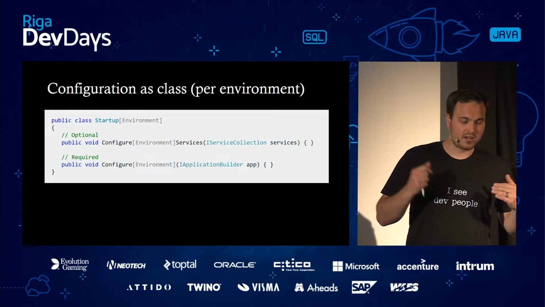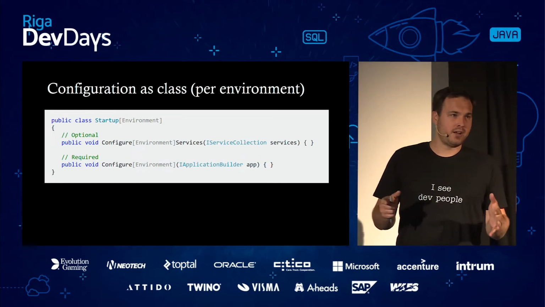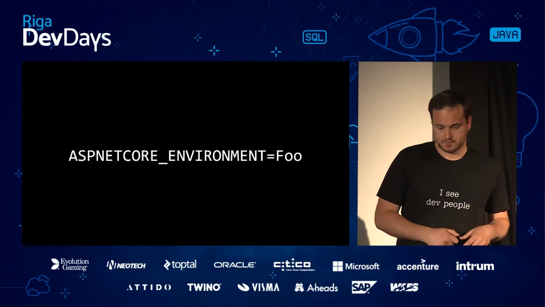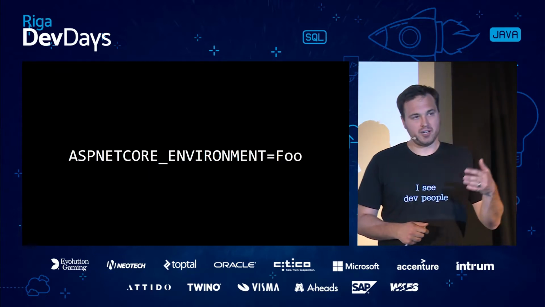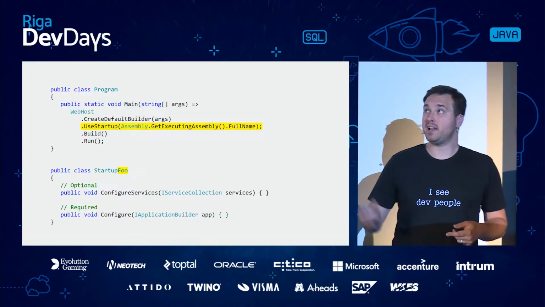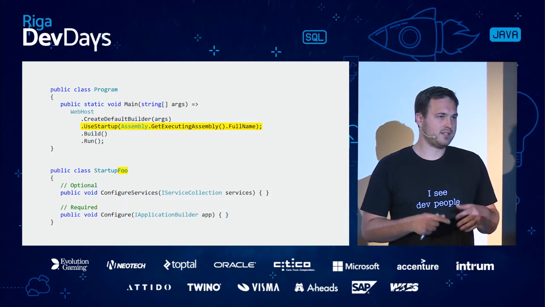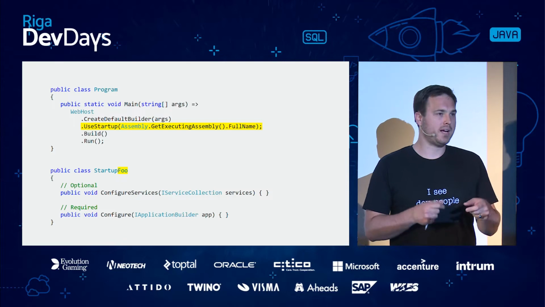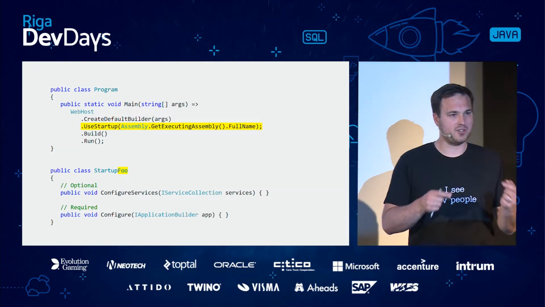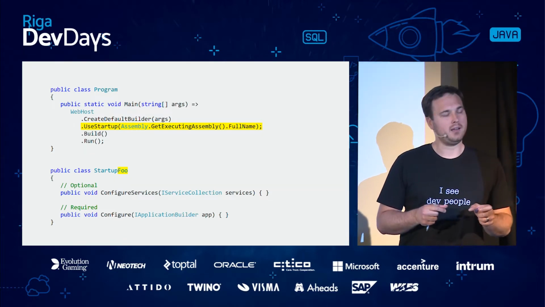So let me explain. On class level, if we set our environment as foo, for instance, we can configure the web host to look for the startup class in our current assembly. That's the first line there. And it will pick up, if your environment name is foo, it will first search for startup foo in your assembly.